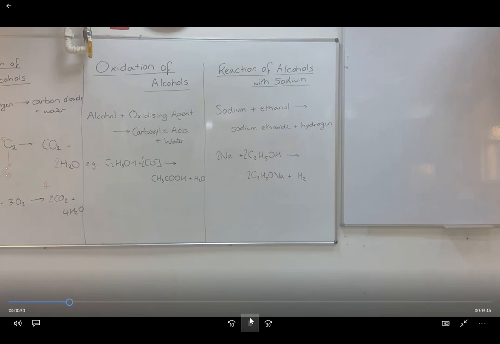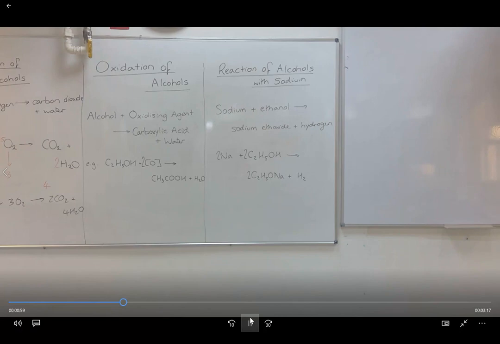Okay, so you can see the equation for oxidation of alcohols on the board. When an alcohol is oxidized using an oxidizing agent, so when we add oxygen to an alcohol using an oxidizing agent, then our products are carboxylic acids and water. So if you oxidize an alcohol, you get a carboxylic acid. There's an example equation on the board.